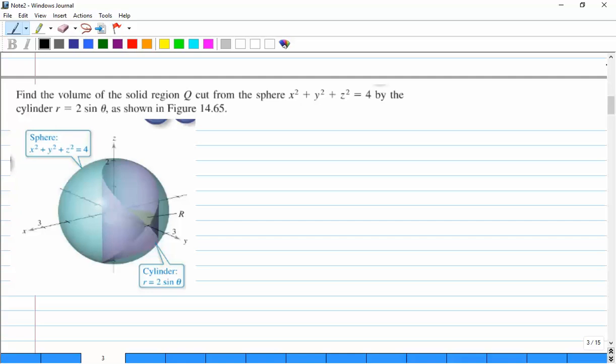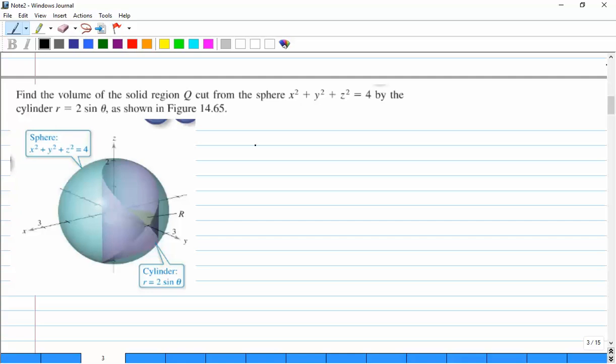So that's kind of neat. We're not finding the volume just inside a cylinder. We're not finding the volume just inside of a sphere. If we wanted that, we could use high school geometry. We're finding the volume inside the cylinder that's also inside the sphere.